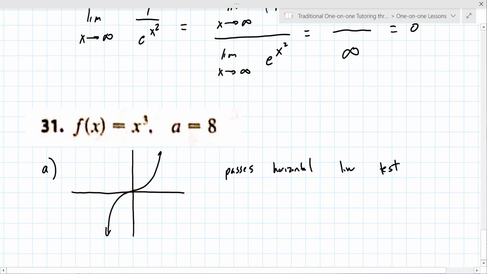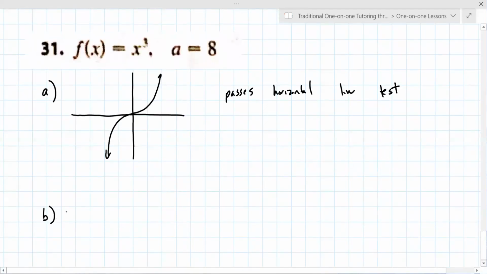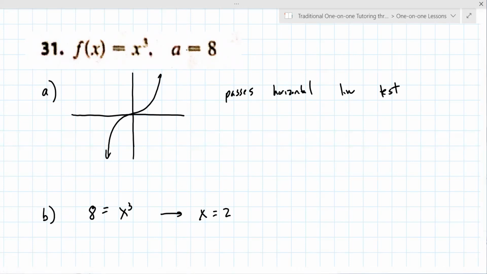Okay. Now, part B is the weird one. I always get this confused, but you have to be given a value like this, and you set 8 equal to x cubed, and you solve and x equals 2. So you have to do that first. You have to set the thing equal to 8, or whatever they give you for a. That's step 1. Right.